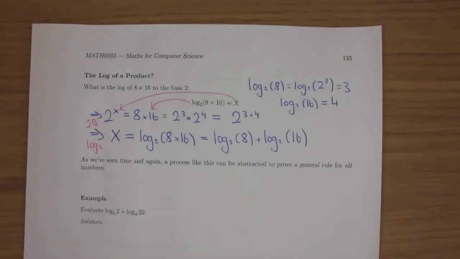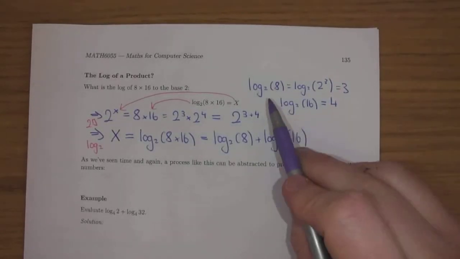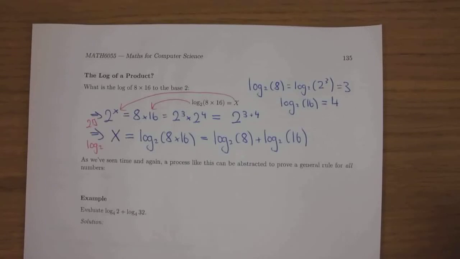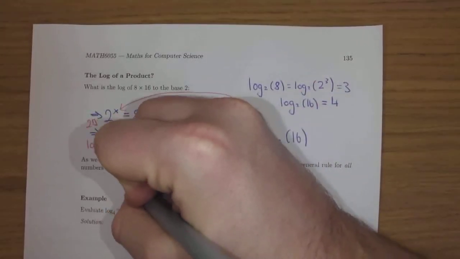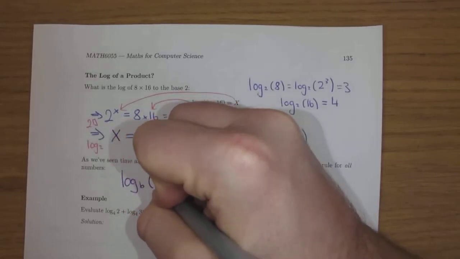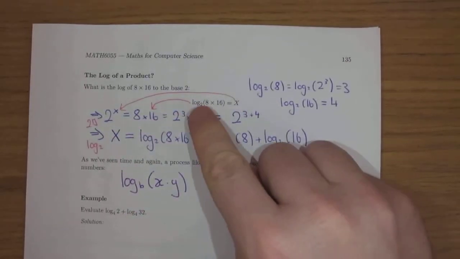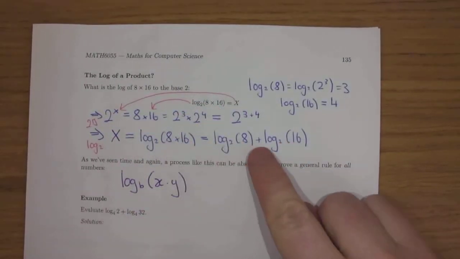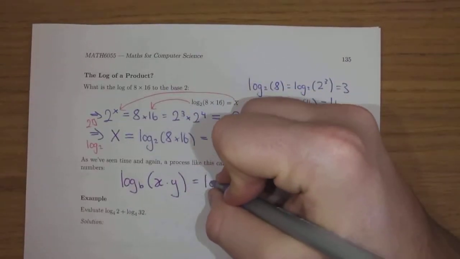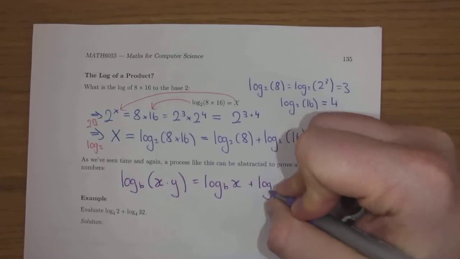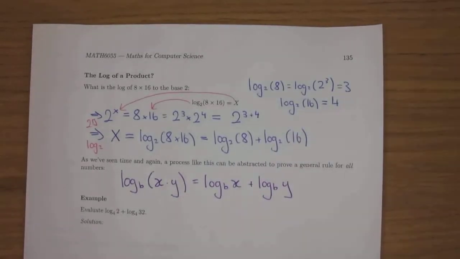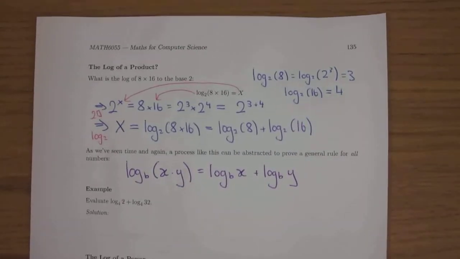Now there's nothing special here. There's probably a bit of messing around that made it nice that 8 and 16 were perfect powers of 2, but actually you don't need them. We've got a general rule. Log any base of x times y, logs turn the multiplication into addition. And that's in your log properties in your tables.